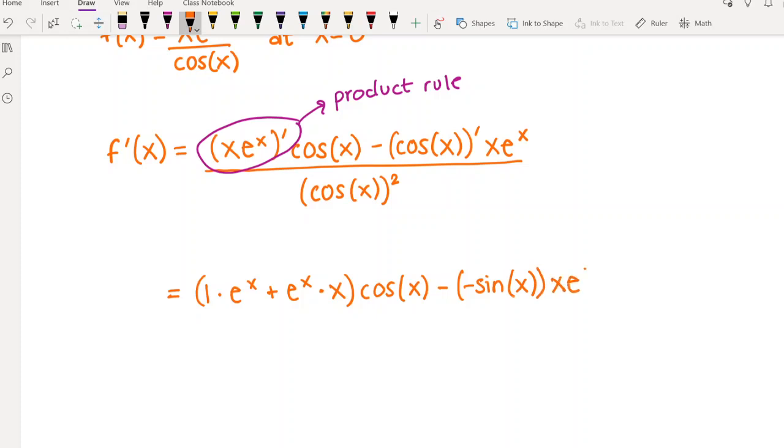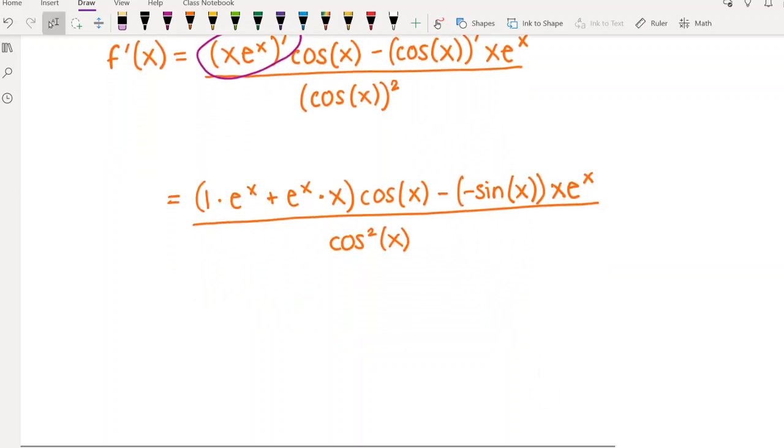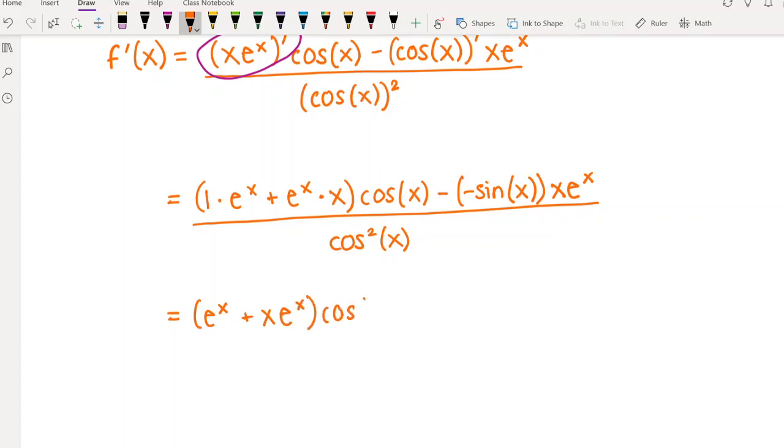And then we're multiplying that with x e to the x, all over cosine of x squared, which let's rewrite as cosine squared of x. Okay, so let's simplify this a little bit. So we have e to the x plus x e to the x times cosine of x, and then that's plus x e to the x times sine of x.